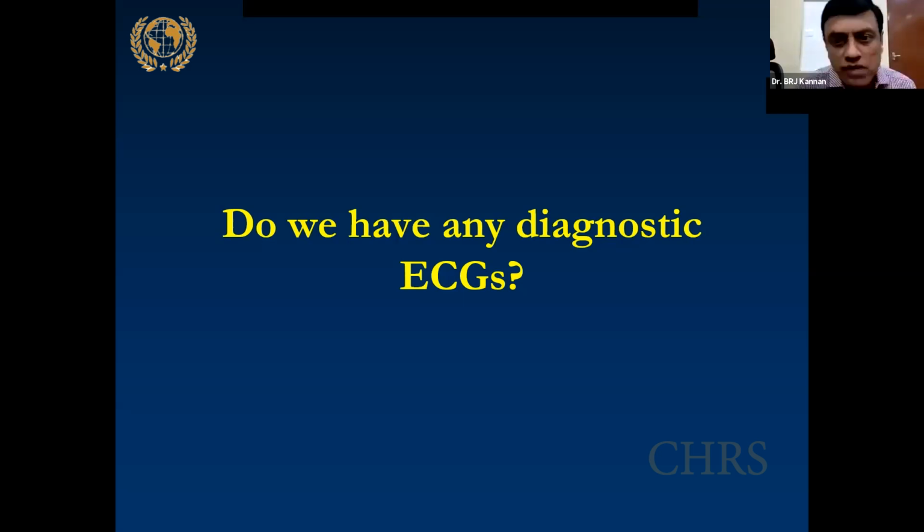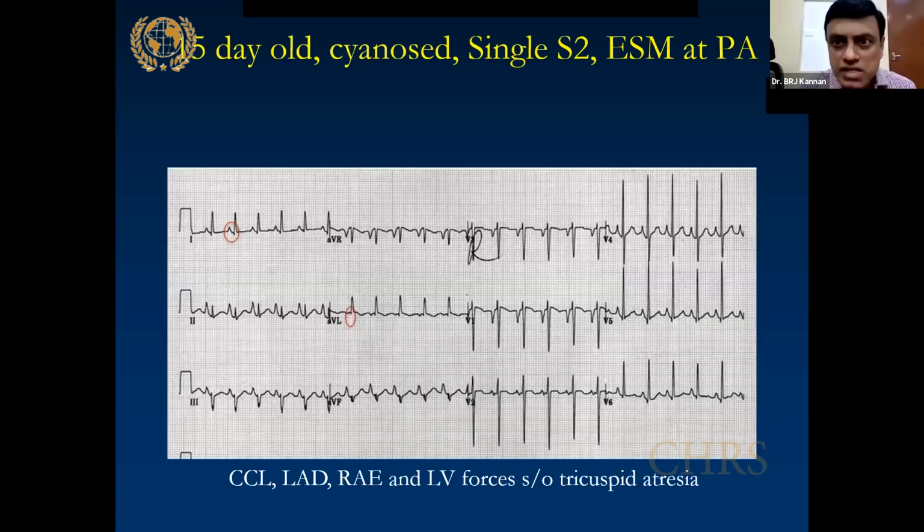Now, do we have any diagnostic ECGs in pediatric cardiology? Very, very few. I'm going to tell them first before going to the others. Now, take this ECG first. A 50-day-old child, cyanosed, single second sound, and there is an ejection murmur at the pulmonary area.